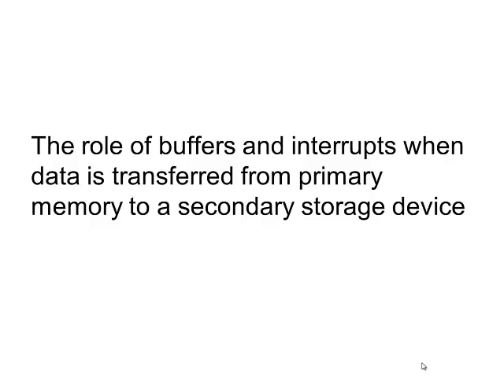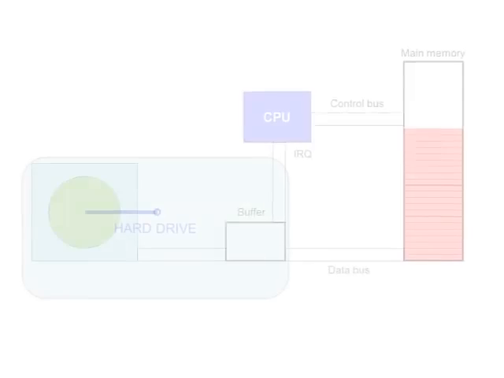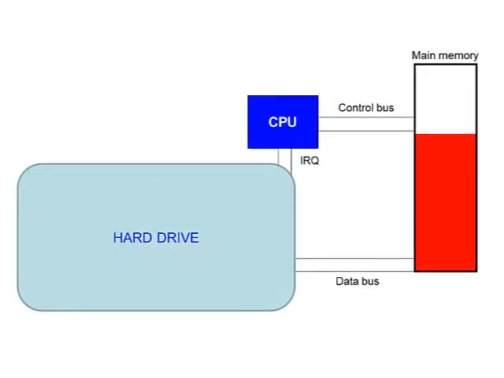Let's consider the role of buffers and interrupts when data is transferred from primary memory to a secondary storage device. Here we can see a hard drive connected to the system's data bus, which in turn is connected to the main memory. It is also connected to the CPU via an interrupt request channel, or IRQ, via which it can send signals to the CPU.